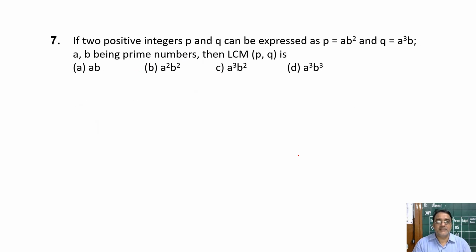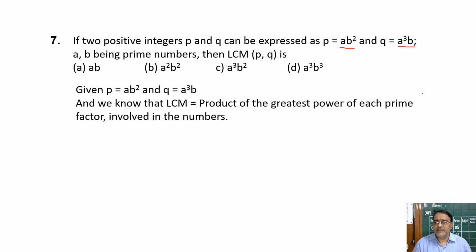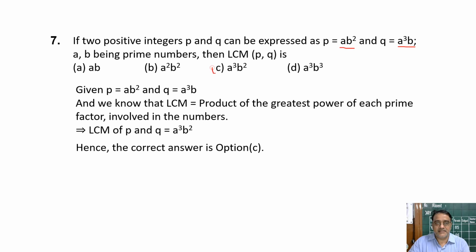So now we are moving toward question number 7. If two positive integers p and q can be expressed as p is equal to a b square and q is equal to a cube b, where a and b are both prime numbers, then what is the LCM of p and q? Now LCM, we know, is the product of the greatest power of each prime factor involved in the prime factorization of both the numbers. So here there are a and b. What is the highest power of a? 3. And the highest power of b? 2. Right. So a cube b square. Which option is the correct one? Option C. Option C. Right.